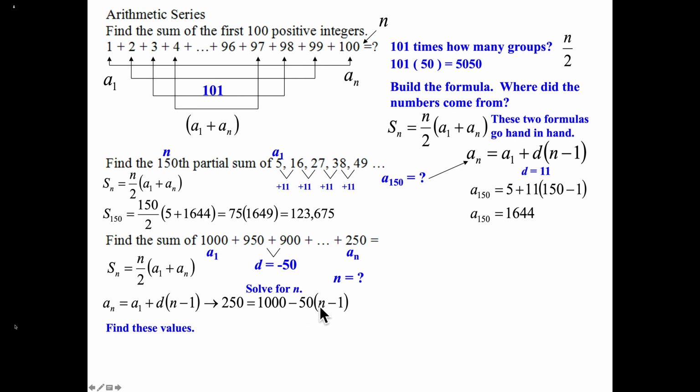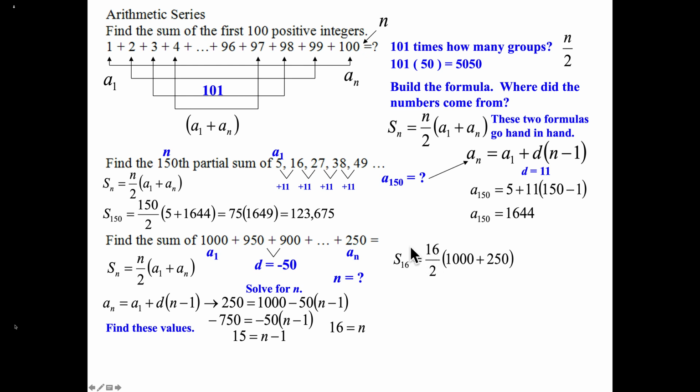Okay. Notice my equation only has the variable n in it. We can solve for that. So everything on the outside of the parentheses has to go. So subtract over the 1,000 to the 250, that's a negative 750. Divide both sides by the negative 50. Okay, dividing by negative 50 into a negative 750 is 15. Add over the 1, n's equal to 16. Perfect, I have the n. I have the first term. I have the last term. I can find the sum.